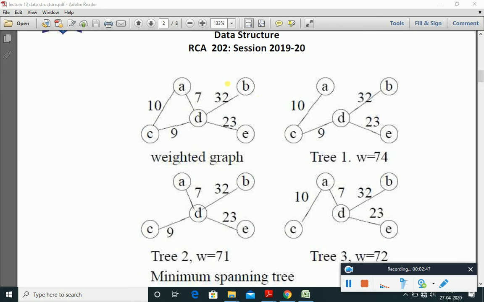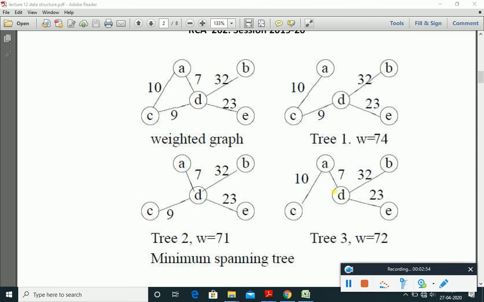Just have a look. This is a weighted graph. All the edges are associated with a cost. And we have made different trees. All these are spanning trees. How many vertices are there? 5 vertices: 1, 2, 3, 4, 5. So how many edges do we need to make the tree? 4 edges are sufficient: 1, 2, 3, 4. All three are totally different from each other.